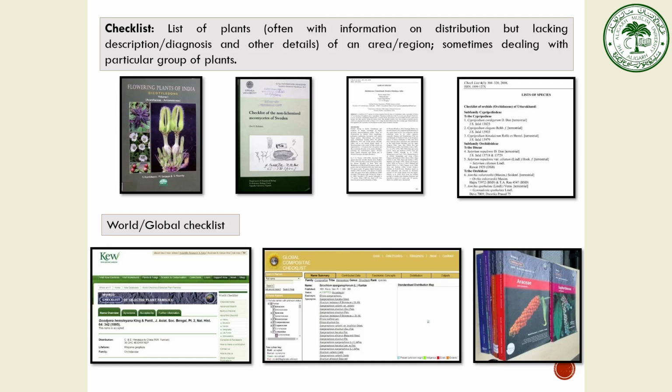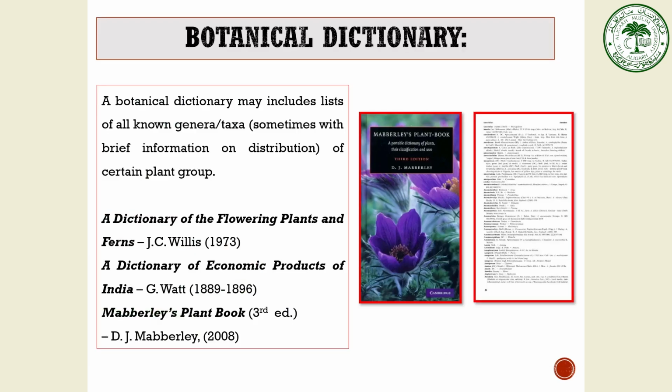Then checklists are lists of plants that offer information and description, lacking detailed description, diagnosis, and other details, of an area or region, and sometimes dealing with particular groups of plants. Like Flowering Plants of India, Checklist of the Non-lichenized Plants. So these are some general checklists, and there are some global checklists, such as the checklist of selected plant families. This is a list of the plants of an area or region, and they are sometimes arranged in the form of groups.